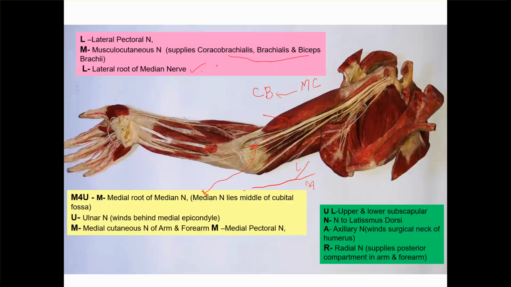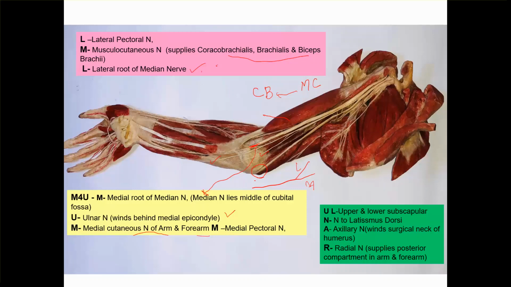Then the other very thin structures are the medial cutaneous nerve of arm and medial cutaneous nerve of forearm. You can see them here: medial cutaneous nerve of arm first, and then medial cutaneous nerve of forearm. Then if you look for the medial epicondyle, this is its location. If you see a nerve winding behind the medial epicondyle, it has to be the ulnar nerve. That's how you identify the ulnar nerve.